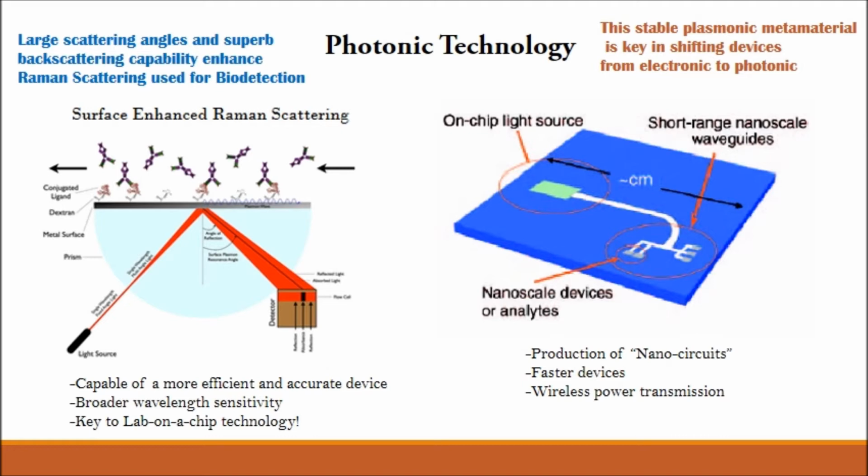This type of surface may improve Raman scattering used in bioassays as it brings broader spectrum sensitivity and larger scattering angles for stain detection. This stable plasmonic metamaterial is also key in revolutionizing the shift of devices from electronic to photonic materials. A narrow channel surface can also be used as a transformative guide that traps and compresses the wavelength of incoming light to a fraction of its original value. This paves the way to development of nanocircuits and lab-on-a-chip technology.